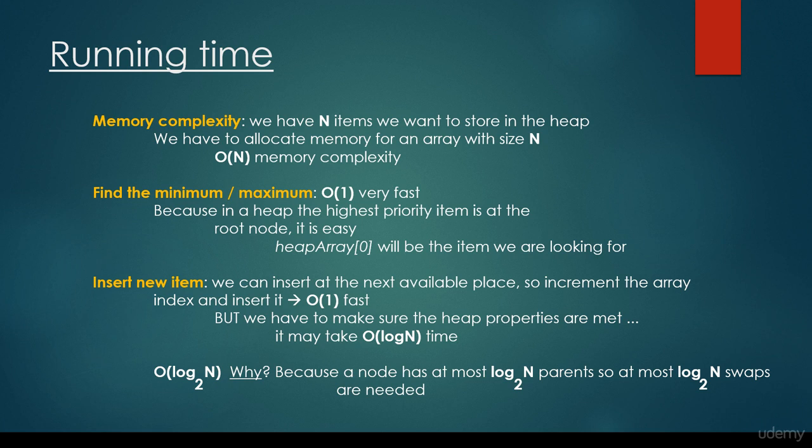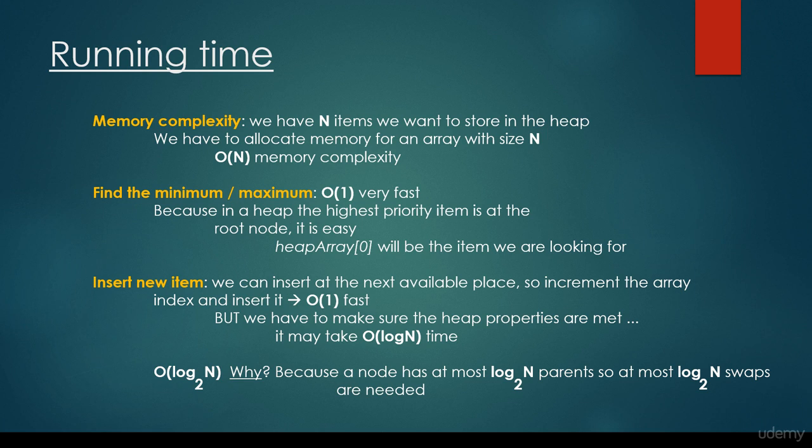What about other features of the heap data structure? What about finding the minimum or the maximum item? It's going to take O(1) constant time complexity, so it is extremely fast. Yeah, this is why heaps came to be, in order to be able to find the minimum or the maximum in O(1) constant time complexity.